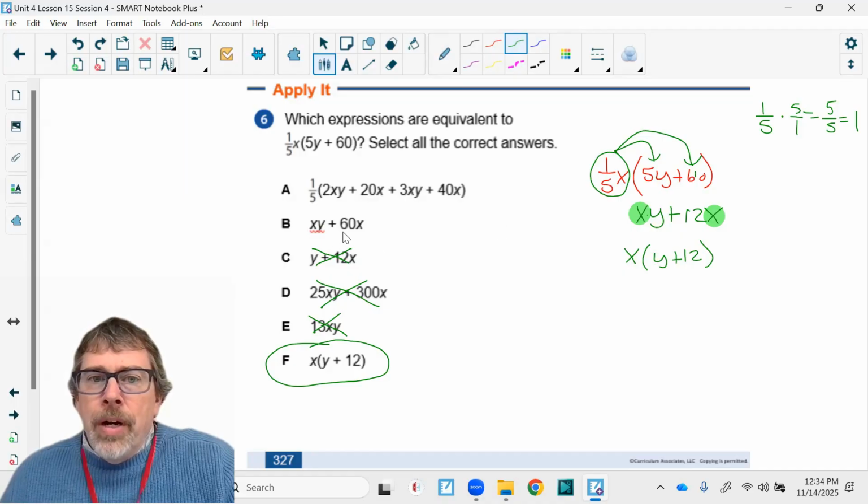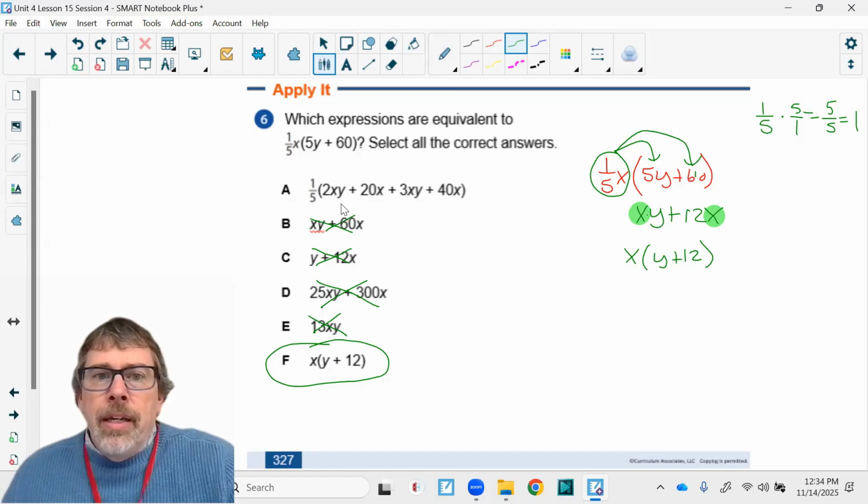It's not xy plus 60x. It's xy plus 12x. And I don't know what they're doing here. 2/5, 4, 3/5. Let me distribute this and check it.